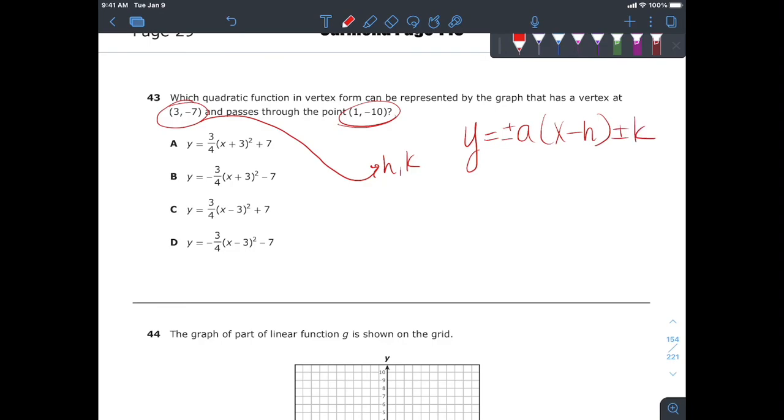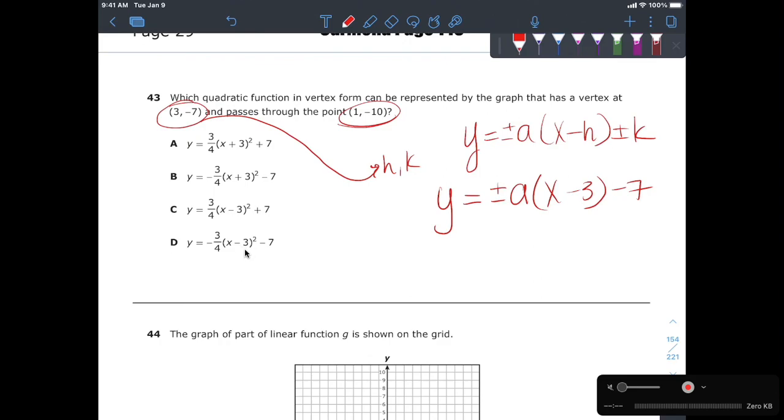So if I plug those in, remembering that h is always going to change its sign, it should look like this. I should have a -3 and a -7. So that one does. That one does not, does not, does not. It's got to be answer choice D.